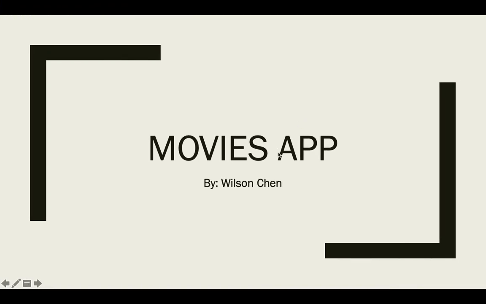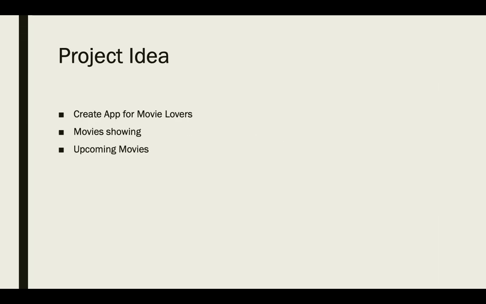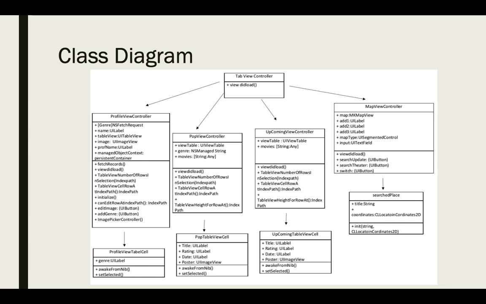Okay, so this is my app. Mine is a movies app. The project idea is to create an app for movie lovers, like people who go to movies often. What it does is show what movies are playing, what movies are upcoming, and also places where movie theaters are, etc. Also, there would be a profile, and here's the class diagram.